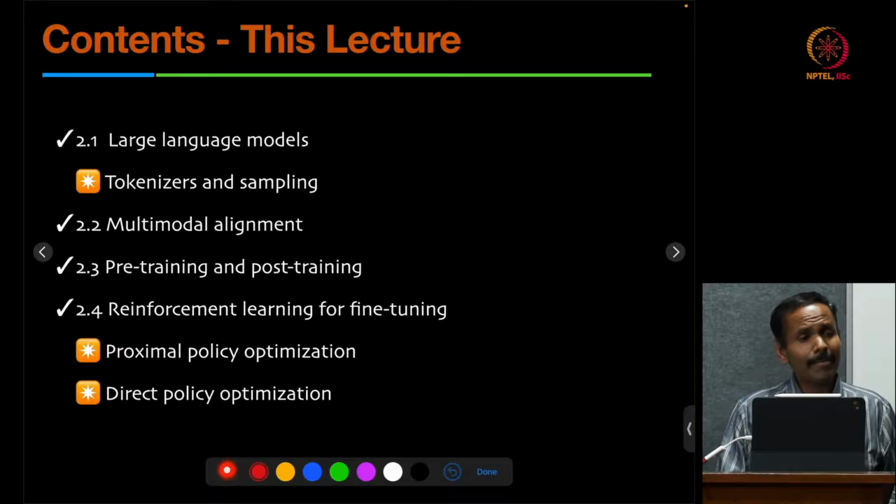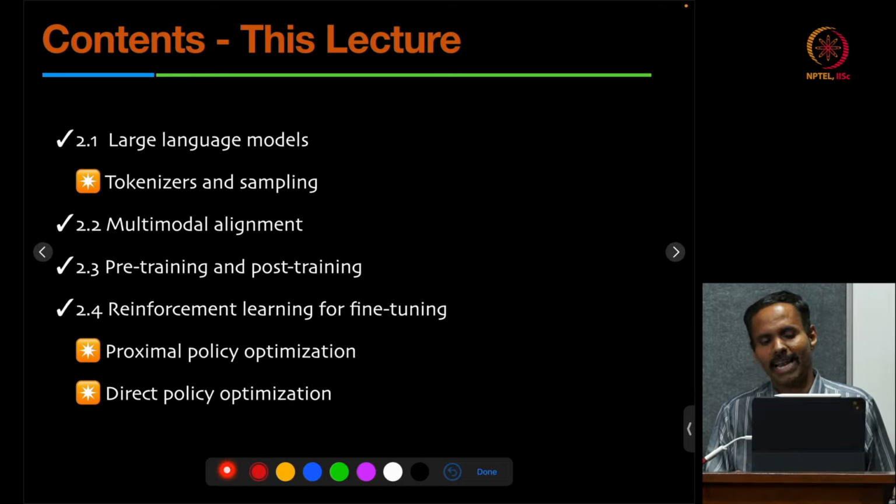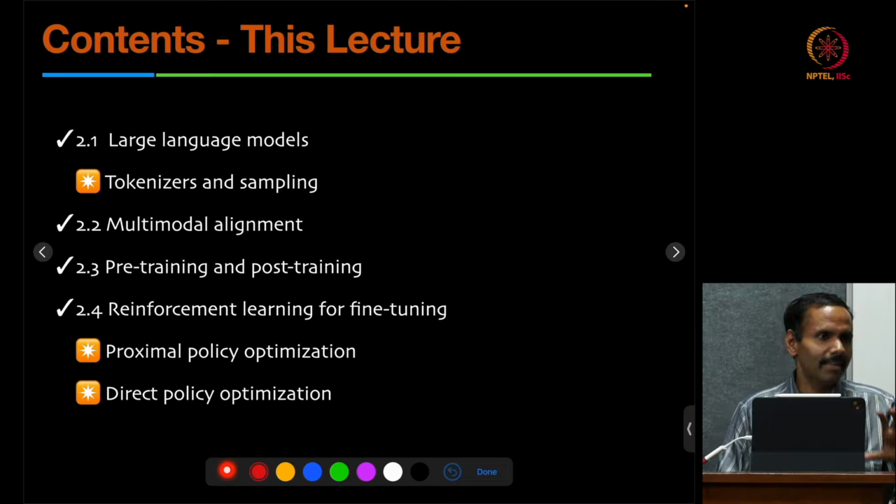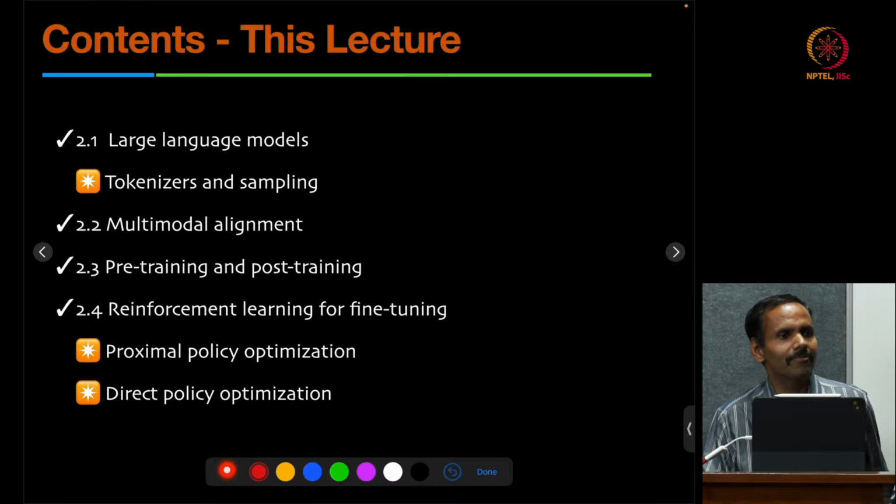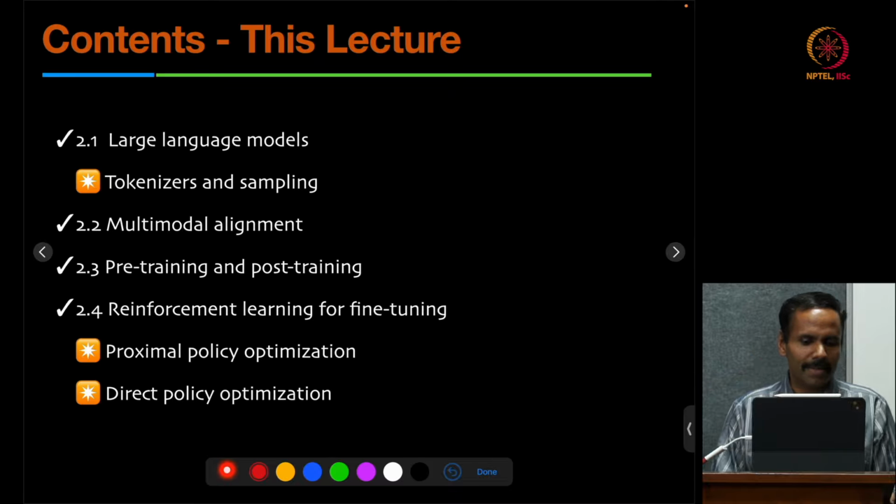Then we'll talk a little bit about multimodal models, multimodal alignment. Then the second half, the subsequent part of this lecture, will go into pre-training, making these architectures, modeling techniques and algorithms usable for various downstream tasks. In particular, we will spend a good amount of time on the reinforcement learning side.